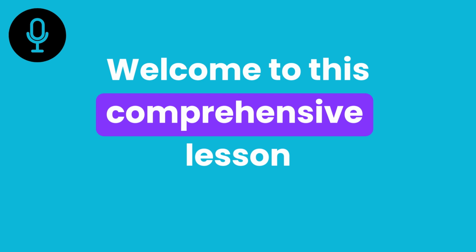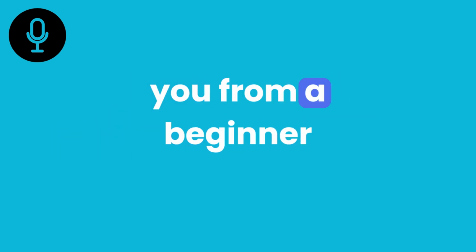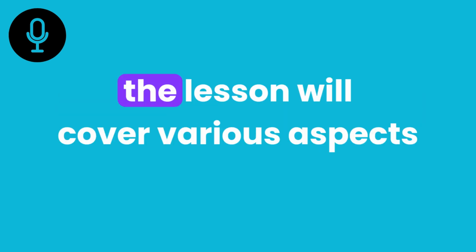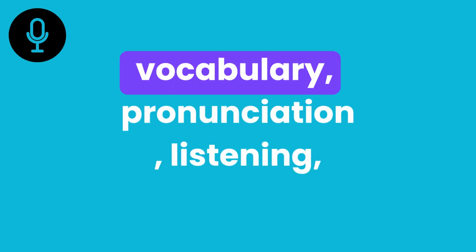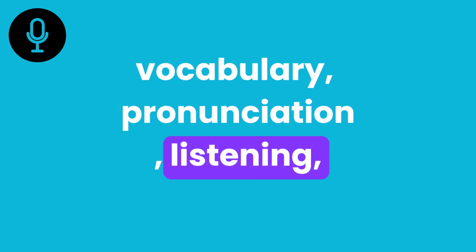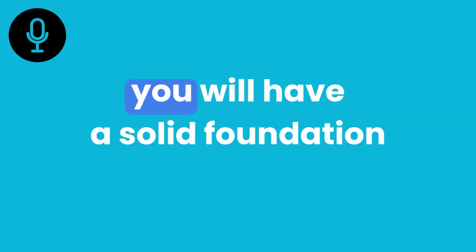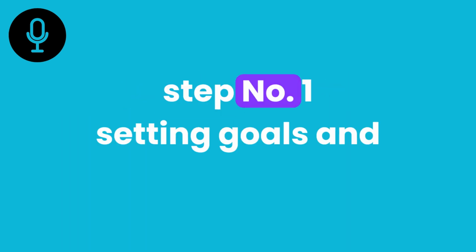Welcome to this comprehensive lesson on how to speak English fluently. This lesson is designed to take you from a beginner or intermediate level to a confident, fluent English speaker. The lesson will cover various aspects of language learning, including grammar, vocabulary, pronunciation, listening, speaking, reading, and writing. By the end of this lesson, you will have a solid foundation in English and the tools to continue improving your skills.